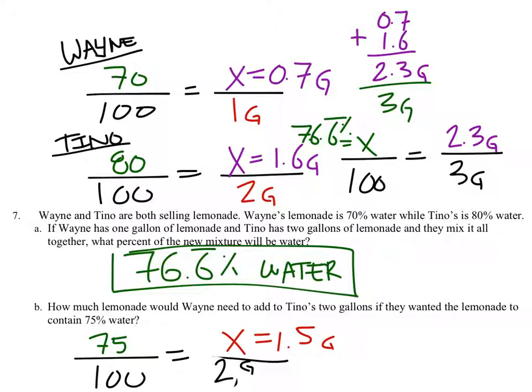If we were looking at the mixture altogether, then we would have compared it to 3 though, which would have been 2.25, I guess. It didn't really say how much lemonade would Wayne need to add to Tino's. No, that's fine. He wouldn't add, he would have to take away. Yeah. Bam.